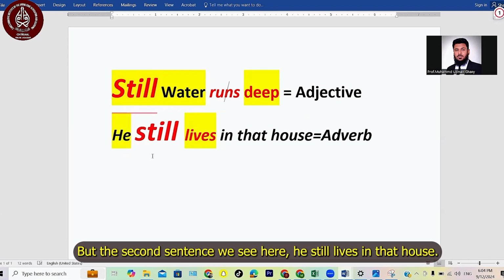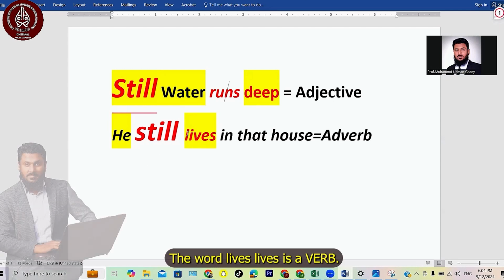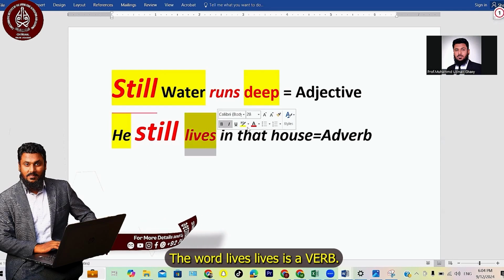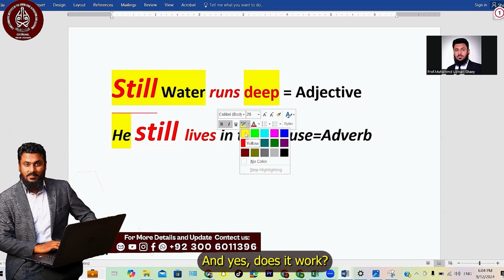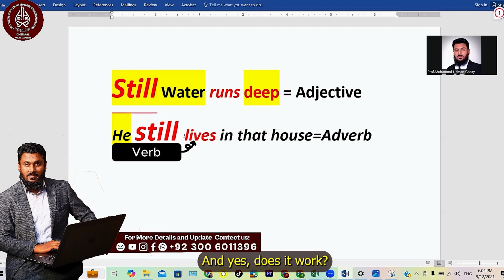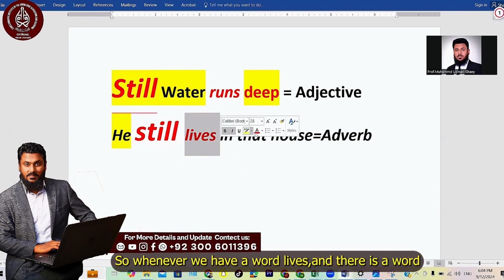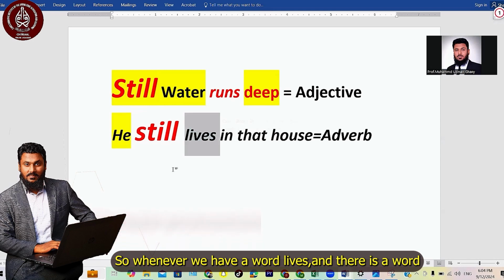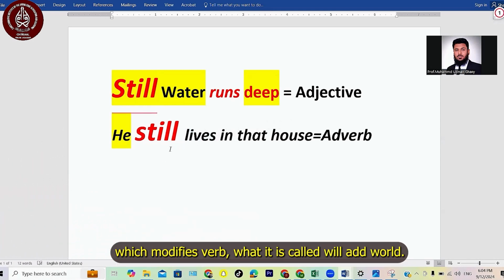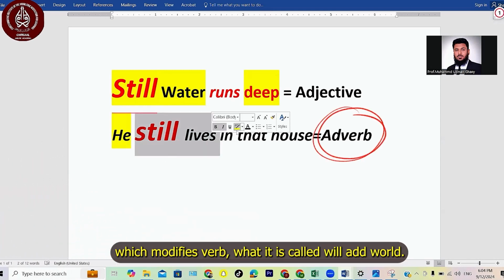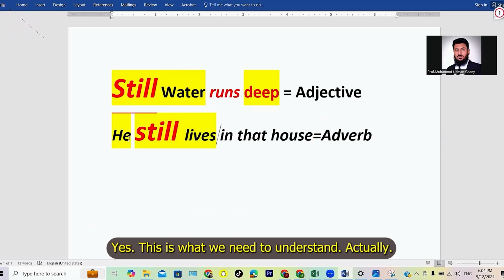But in the second sentence, we see here, "he still lives in that house." So what is the word "lives"? "Lives" is a verb, and yes, "still" modifies the verb "lives". So whenever we have a verb and there is a word which modifies the verb, what is it called? Adverb. Yes, this is what we need to understand actually.